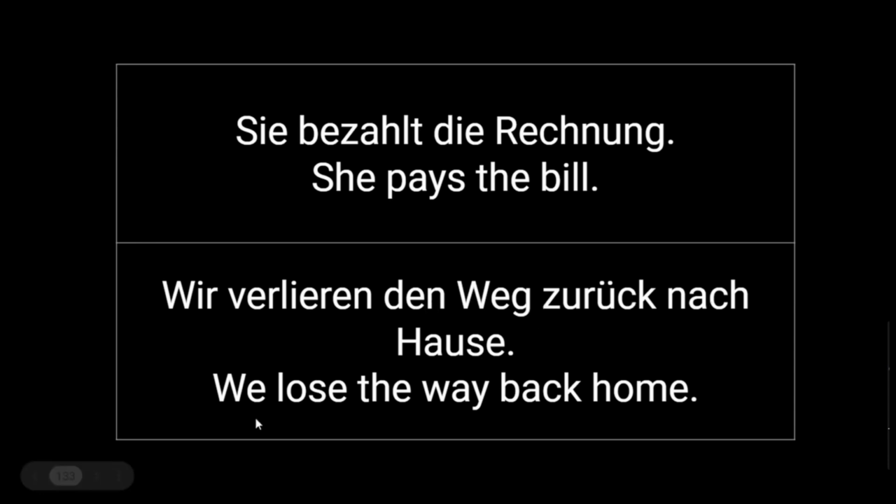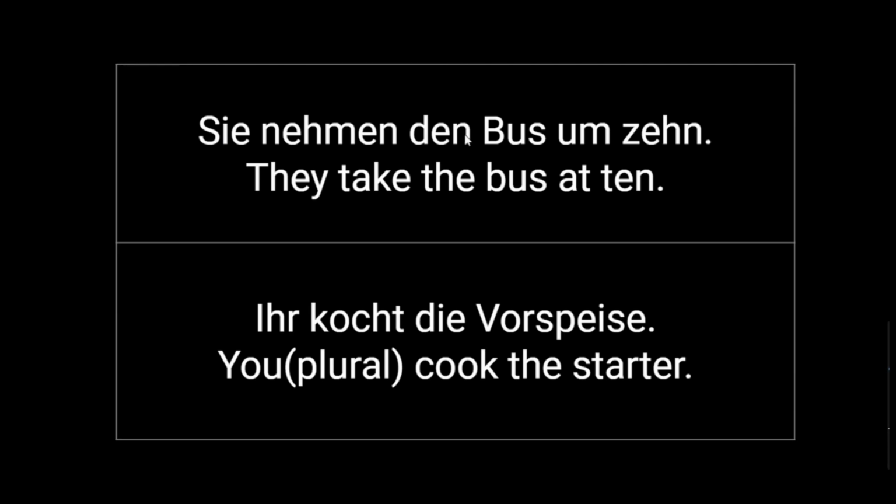Wir verlieren den Weg zurück nach Hause. We lose the way back home. Verlieren was? Lose what? Den Weg, the way. That's why Weg, that is the way, is accusative object. Sie nehmen den Bus 10. They take the bus at 10. Nehmen was? Take what? Den Bus. So Bus is accusative object.